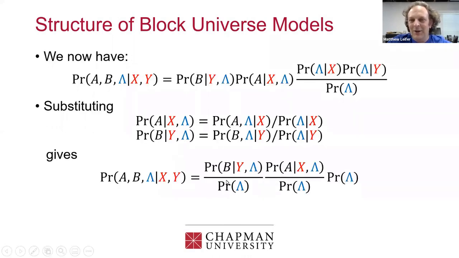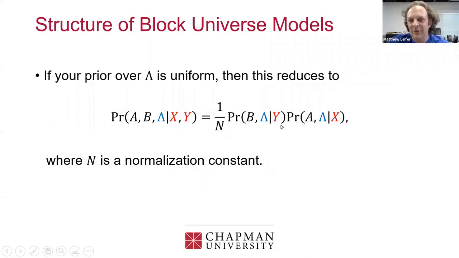All right, so note that if my prior probability distribution over lambda is uniform, then this just reduces to the product of these two probability distributions and then renormalized. Okay, and that's usually going to be the case in the models I'm going to show you in a minute.